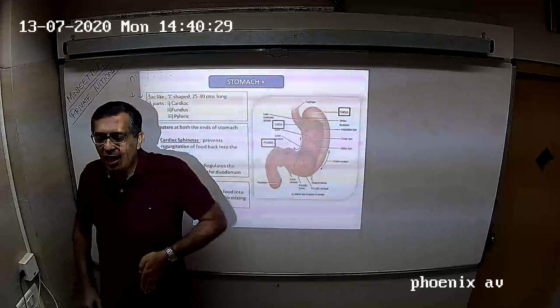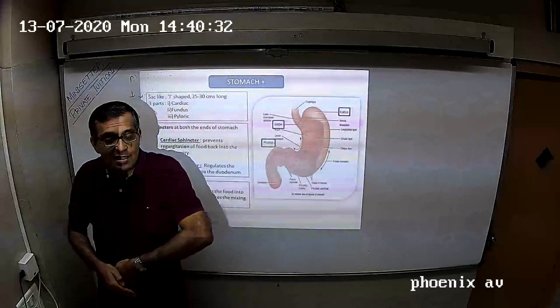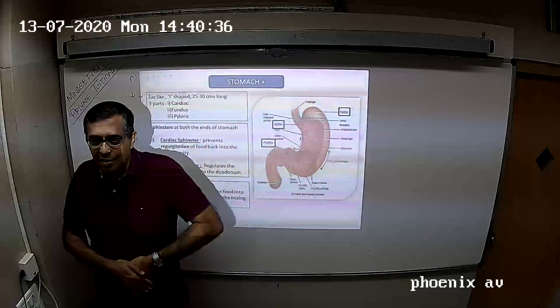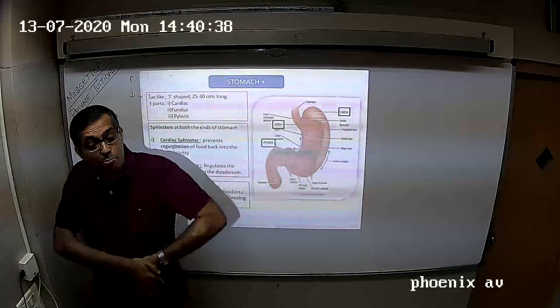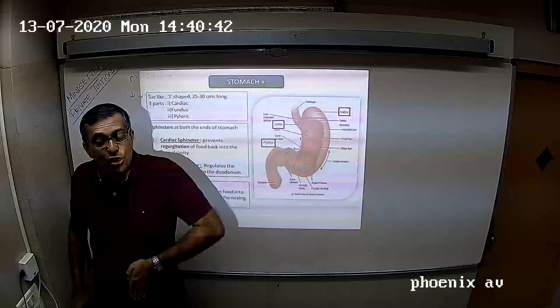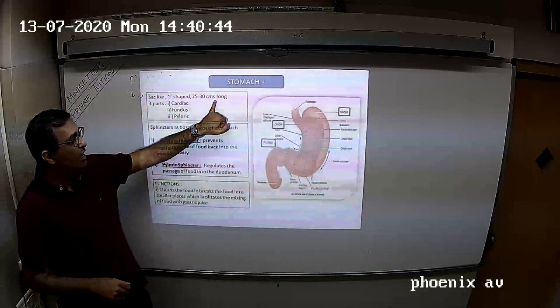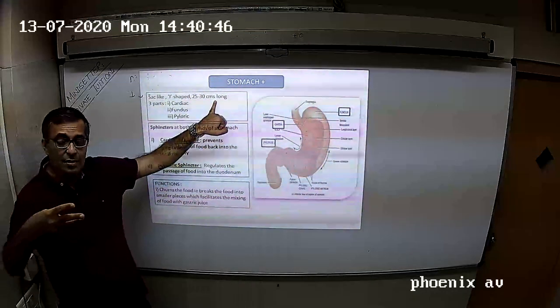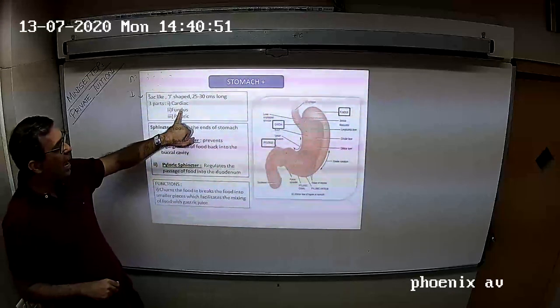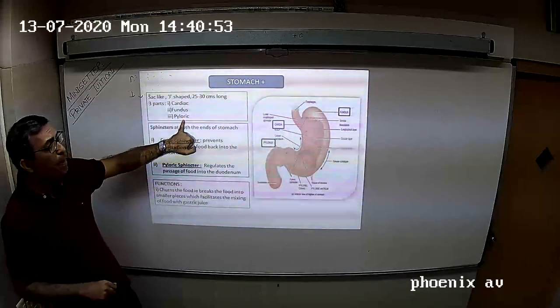So, log bolte hai ki stomach yahan hota hai, stomach yahan nahi hota hai, stomach yahan hota hai. And it is here. So, next time bolte hai, bhook lagi hai, sirf bhook lagi hai. So, sir, here is the stomach on the left side, J-shaped and 25 to 30 centimeters long. It consists of three parts, namely the cardiac, fundus and pylorus.